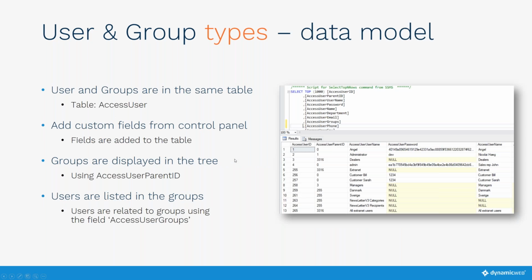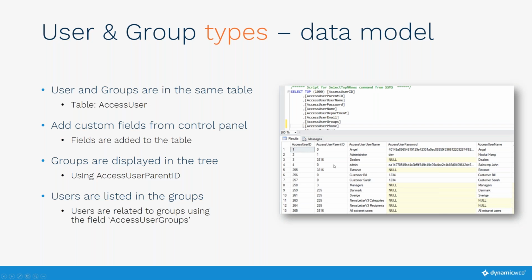A note about the data model. It's the same database that we have been using for many years. So the table is called access user, and we have all the default fields in that one. It's also where we store custom fields that are created in the control panel. Fields are just added as columns in this table. And groups and users are all in this access user table.